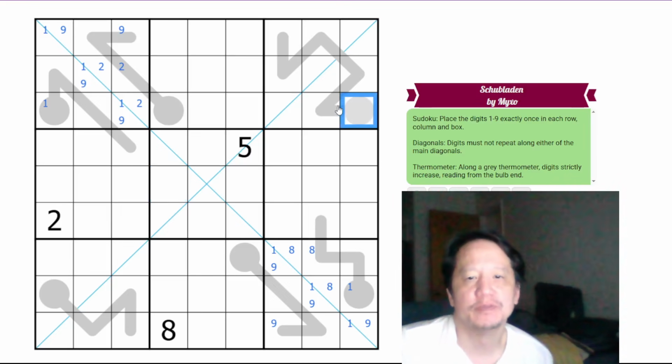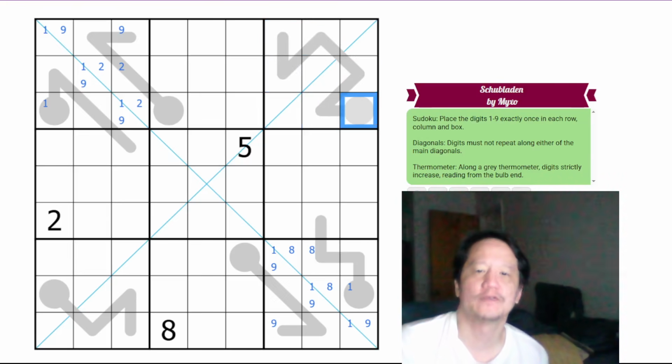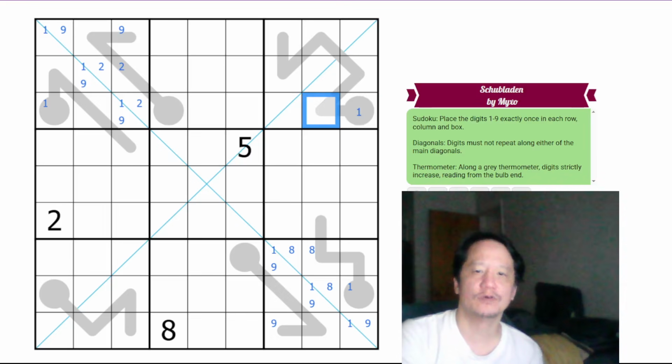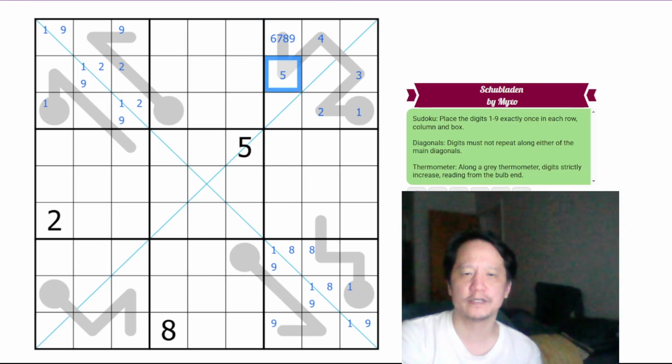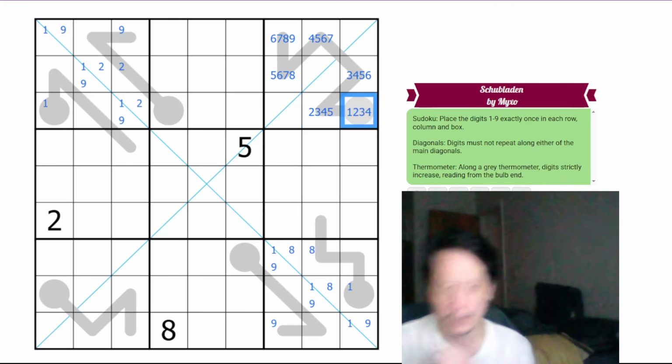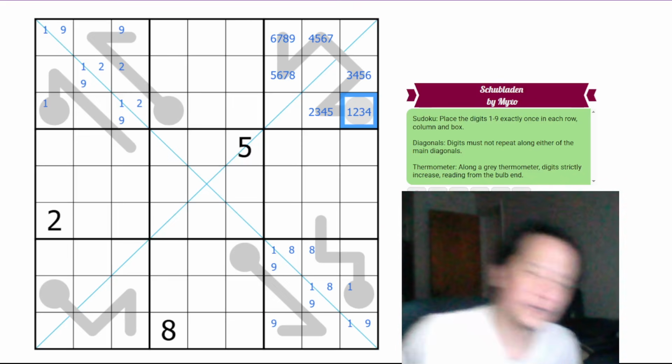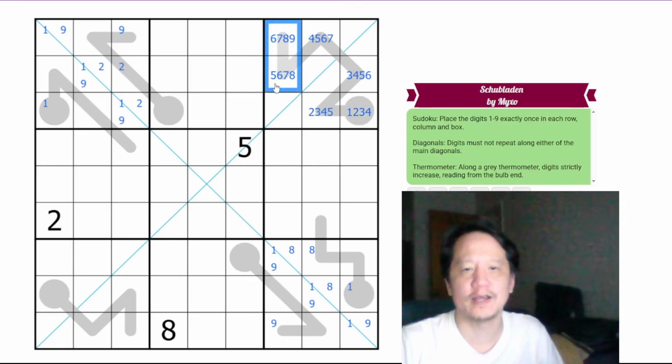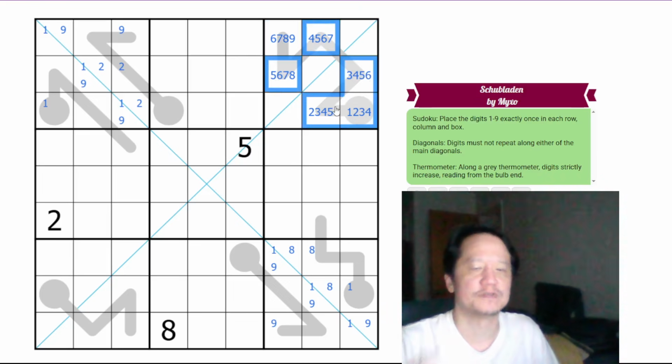Okay, what are the possibilities for this? We are guaranteed 5. So this has to be 1 at minimum, 2, 3, 4, 5, and 6. This is 6, 7, 8, 9. 9 down to 8, 7, 6, 5, and 4. So 5 through 8, 4 through 7, 3 through 6, 2 through 5, and 1 through 4. Okay. We know 5 has to be one of these 5 cells here.